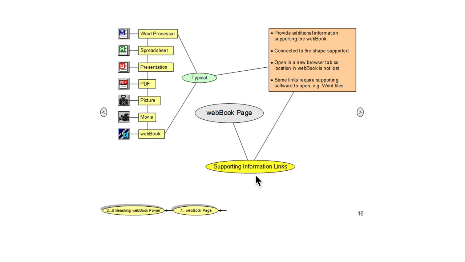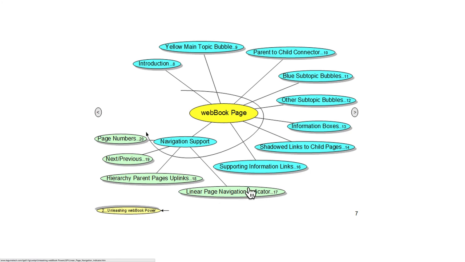On that same level is the concept of supporting information links. There can be links to word processor files, spreadsheets, and so forth. Unlike the child pages, while these do provide information and are connected to shapes, they actually open a new browser tab, so you don't get lost in the webbook. You go back to the webbook to explore more information. Sometimes you need software to open these links. For example, if it's a Word document, you need software that will open that Word file. That covers pretty much the information part of the page.